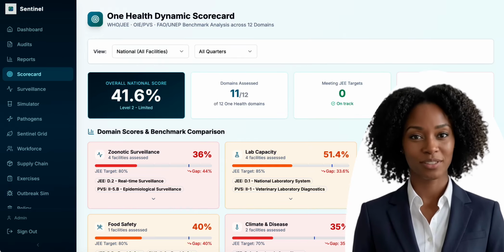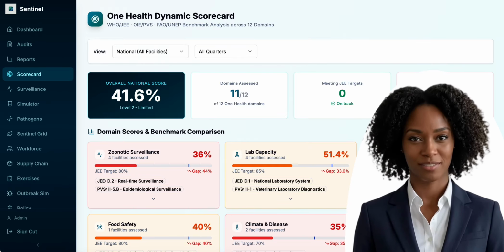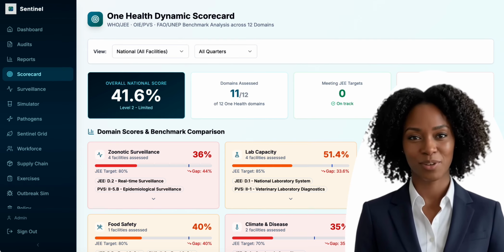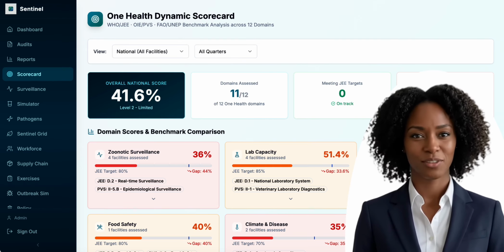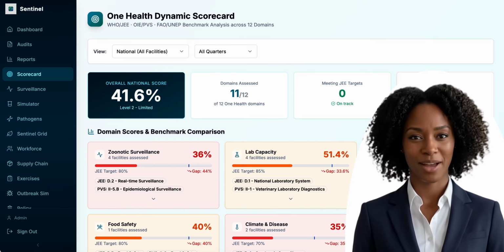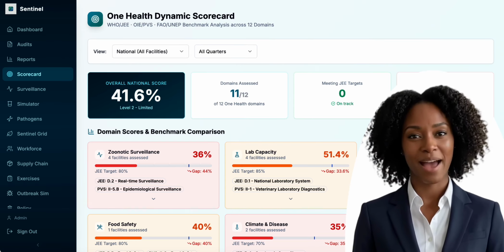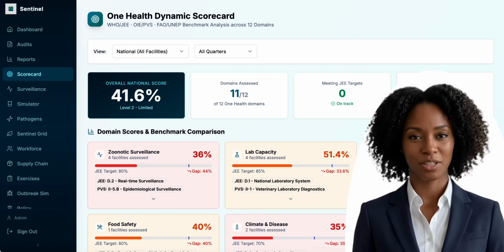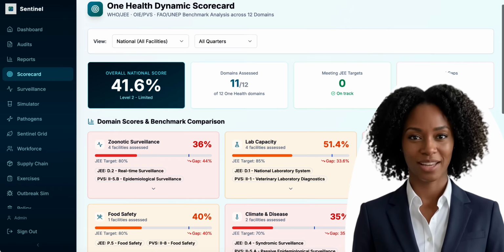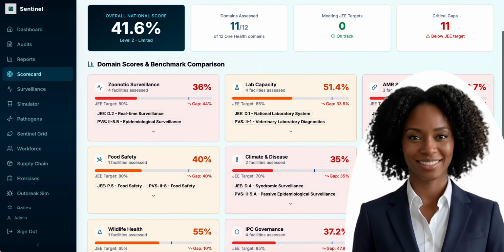Number four, harmonization of language for policymakers. The WHO, OIE, and FAO employ different indicators and rating scales. The scorecard translates these into common metrics. For instance, a unified capacity level from 1 to 5, so that ministers of health, agriculture, and environment can review the same dashboard and reach consensus on priorities.